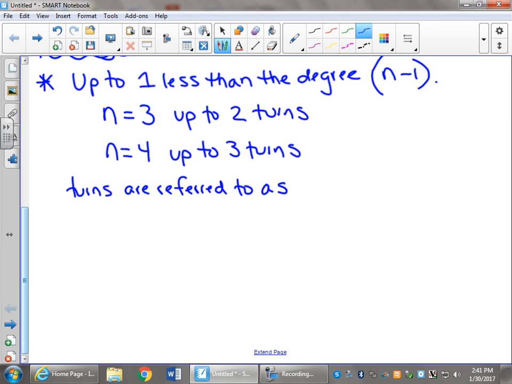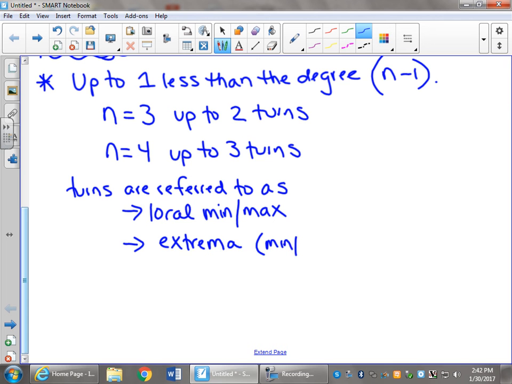as, there's a couple of vocab words here. Local min or max. So I could be referring to those minimum or maximum values of the graph. There could be more than one, depending on how many turns there are. You might also hear the vocabulary of extrema. The extrema of the graph, that is still, again, referring to the min or max values. So that's just some other vocab that you might hear.